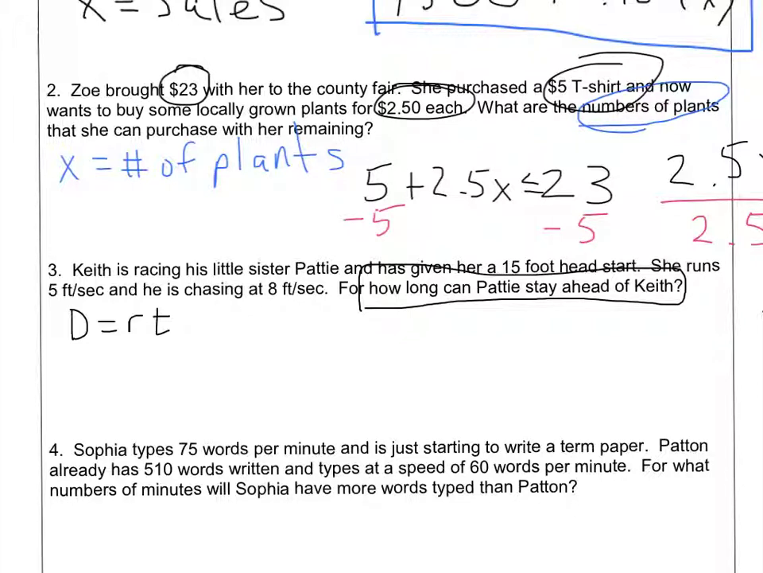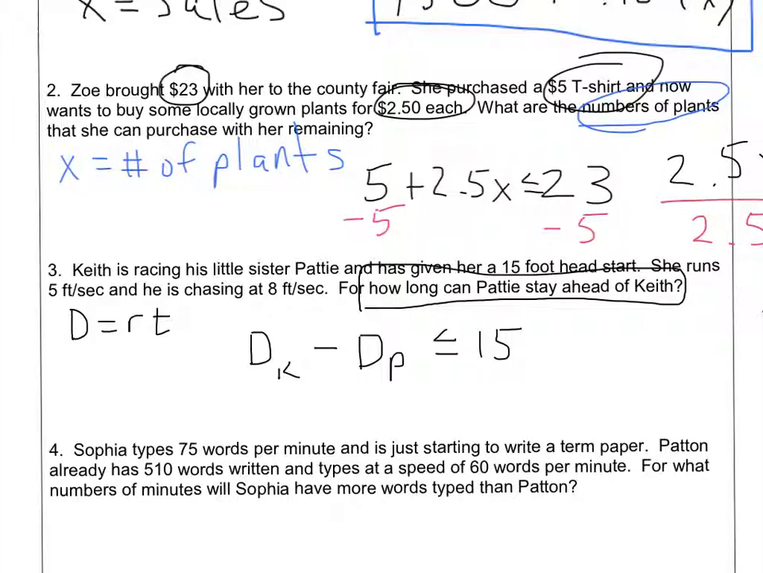So now if he gives her a head start, there is a difference in their distance. The distance of Keith minus the distance of Patty, we want to know when that is less than or equal to 15. So how long can she stay ahead would be equal to 15, but since we're in inequalities, we just do less than or equal to. You could set it equal to 15 as well.